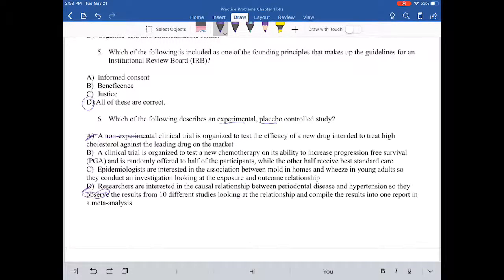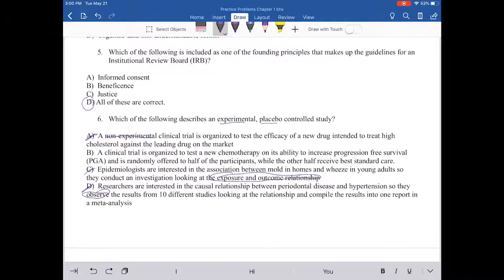Number B, epidemiologists are interested in the association between mold in homes and wheezing in young adults, so they conduct an investigation looking at the exposure and outcome relationship. Well, when they're just looking at the exposure and outcome relationship, they're not really testing to see what mold does to you for wheezing purposes. This is more of an observational design.